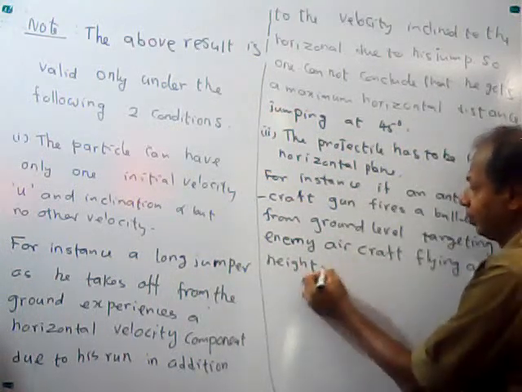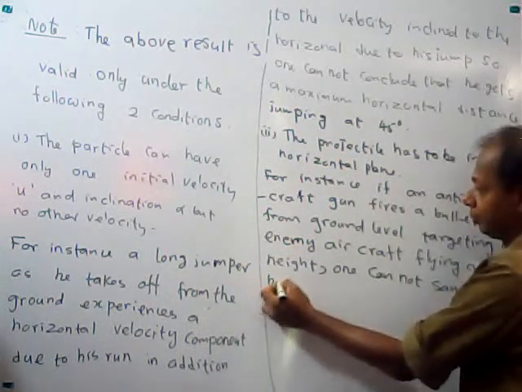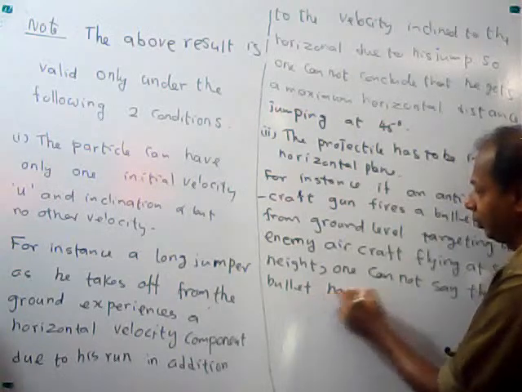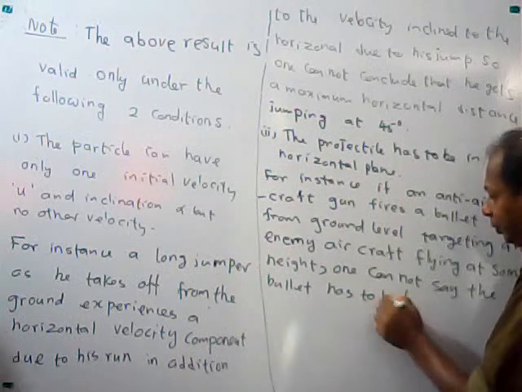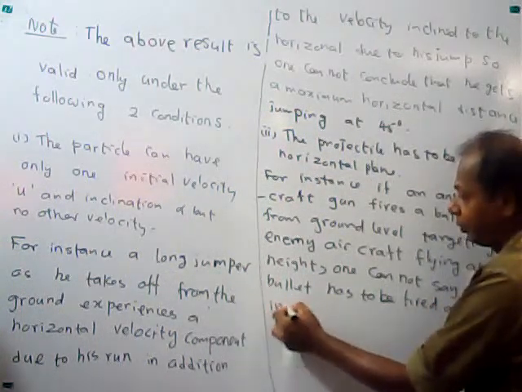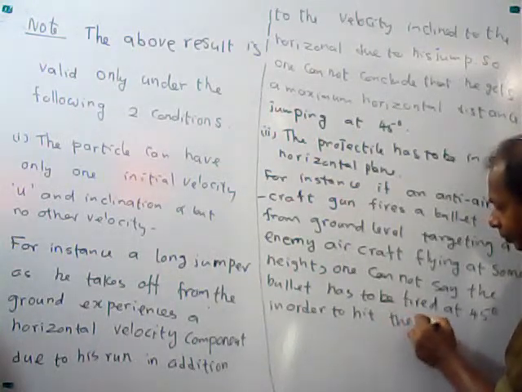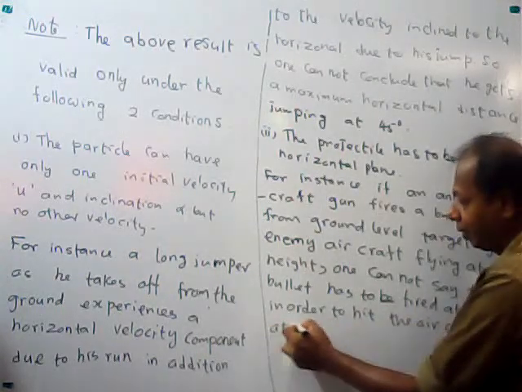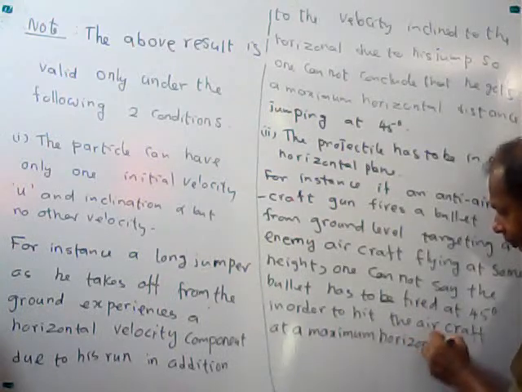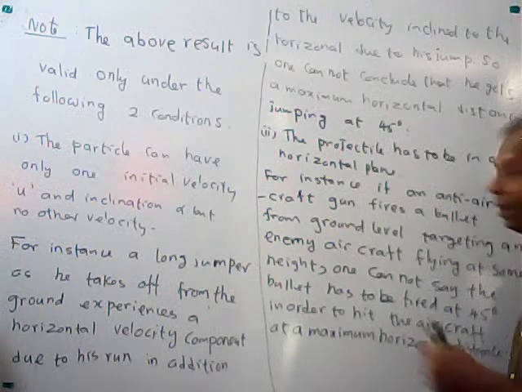one cannot say the bullet has to be fired at 45 degrees in order to hit the aircraft at a maximum horizontal distance. හරි ඕක ලියාගන්නකෝ ඔන්න අපි කටින් ගේම් ටික ලිව්වා නෝට් එක ඕනේ ඕක ලියාගන්න ඊට පස්සේ අපි පාර්ට් C වලට යනවා.